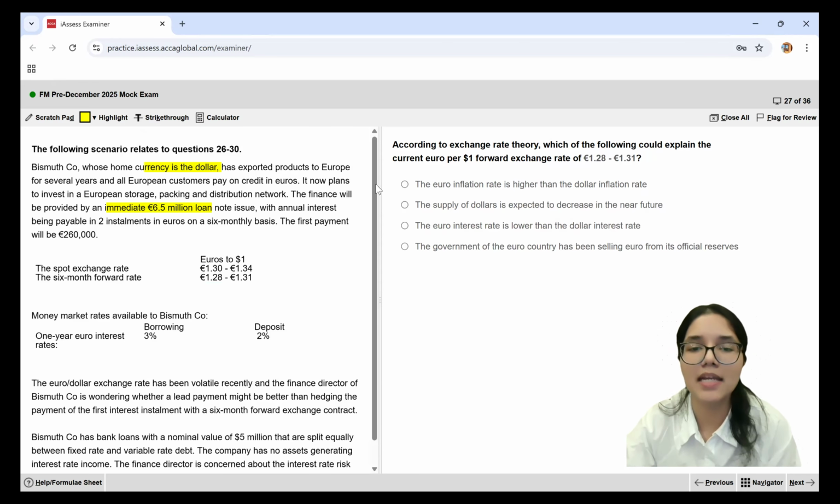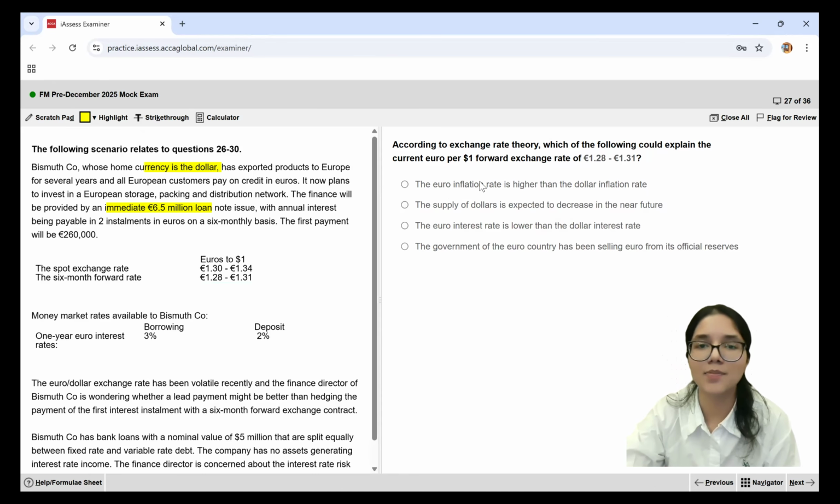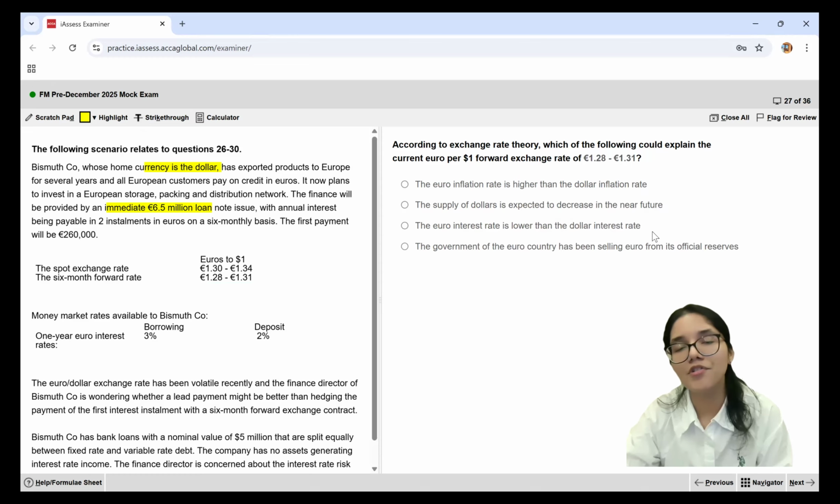So have a look at the first statement. Euro inflation rate is higher. So had the euro inflation rate been higher than the dollar inflation rate, would the currency of euro have appreciated? No. So first statement does not explain what has happened. Second is that the supply of dollars is expected to decrease in the near future. Whenever something's supply is expected to decrease in the future, what happens? It increases in value. But what do you see about dollars? Dollars actually have depreciated. So this cannot be the case as well. Have a look at the third statement. Euro interest rates are lower than the dollar interest rates.